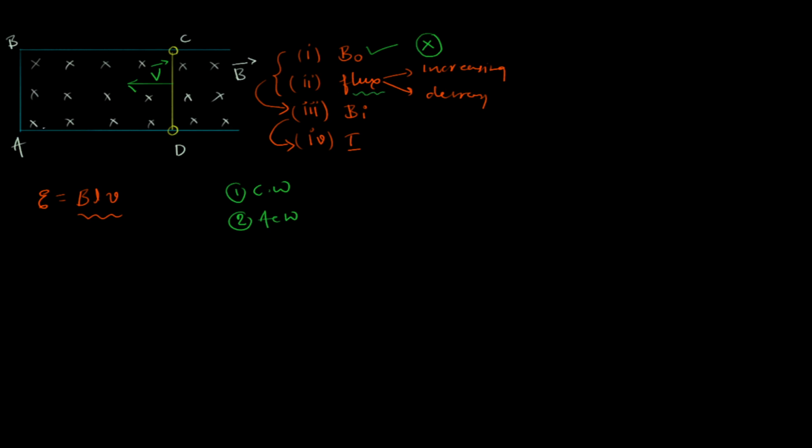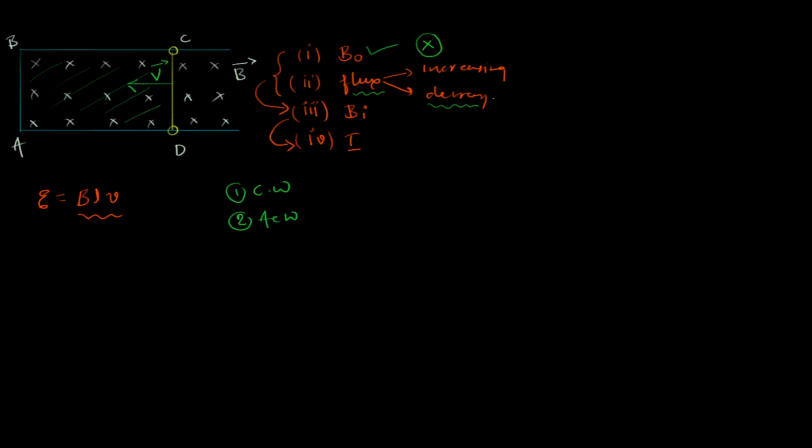Now that we have established that, the next step is to identify whether the flux is increasing or decreasing. Look at the loop ABCD, and the velocity of the rod is to the left. If it was to the right, maybe the story would be something else. But in the situation we have considered, the rod CD, which is also a conductor, is sliding to the left. With this rod sliding to the left, the entire area ABCD is decreasing, and if the area decreases, the flux also decreases. So the magnetic field is inside and the flux is decreasing.